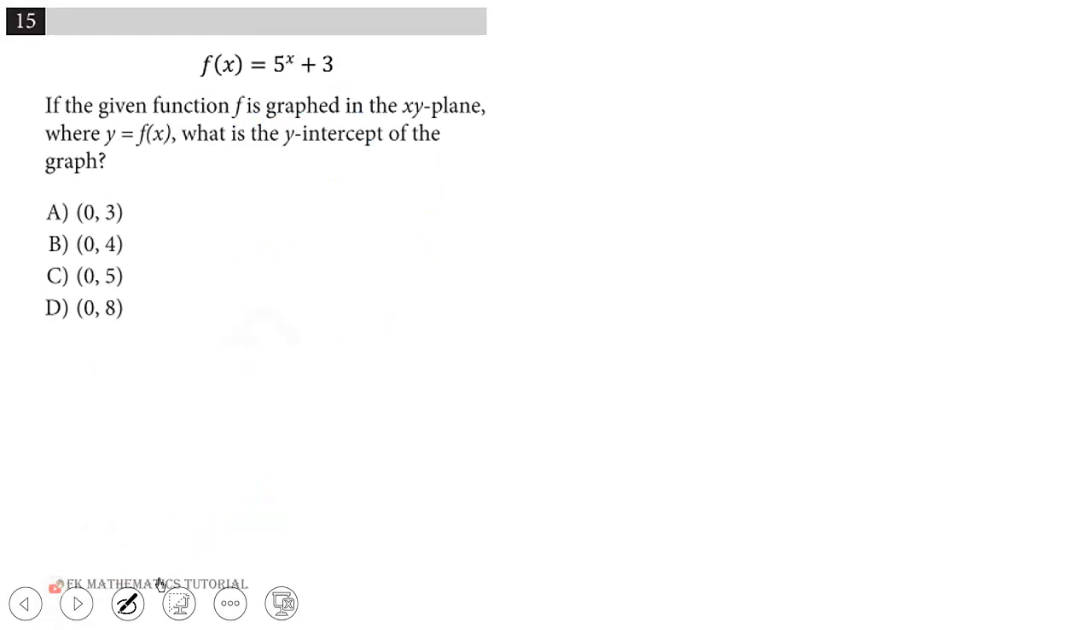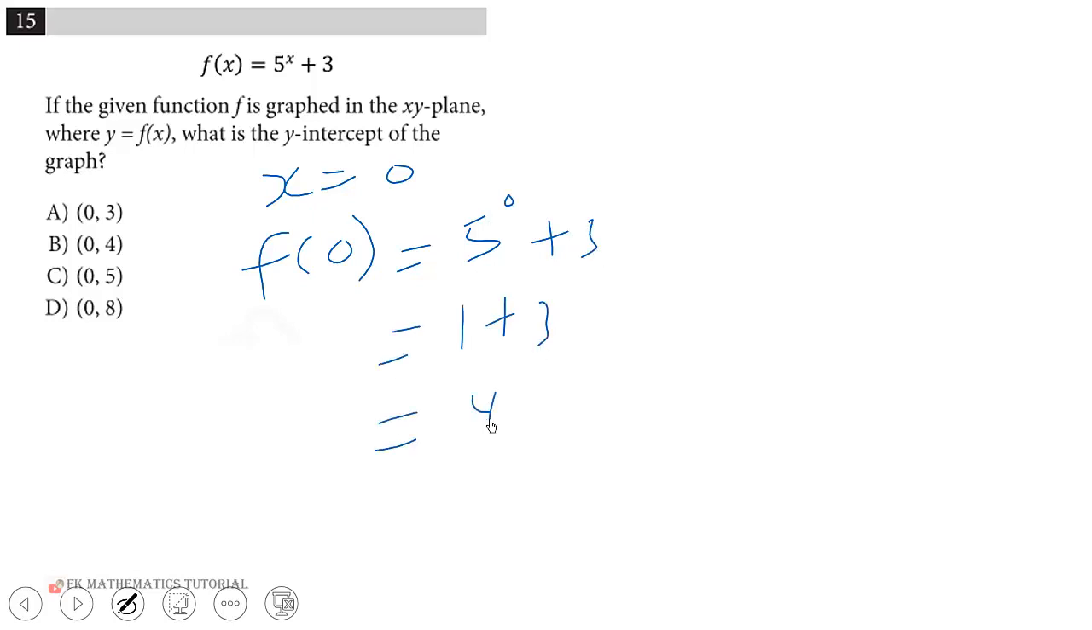So if the given function f of x equals 5 exponent x plus 3 is graphed in the xy plane where y equals f of x, what is the y-intercept of the graph? So at the y-intercept, x equals 0. So f of 0 will be the y-intercept. So that will be 5 exponent 0 plus 3. So 5 exponent 0 is 1, plus 3, which is 4. So the y-intercept will be (0, 4), which is option B.